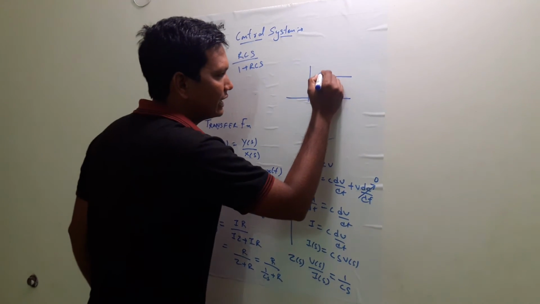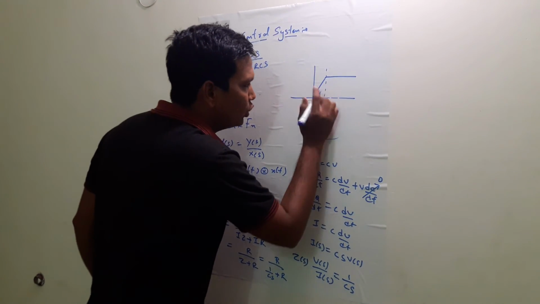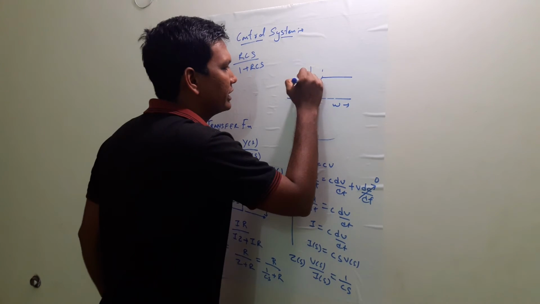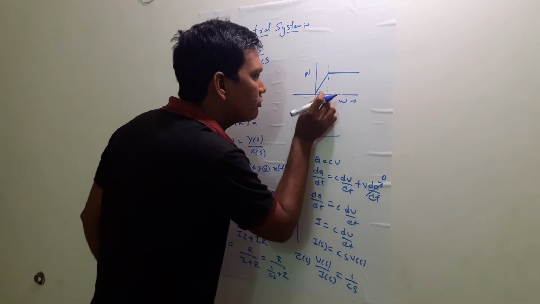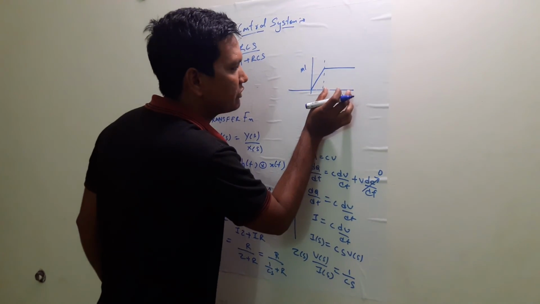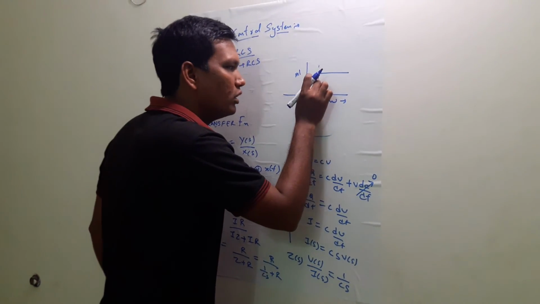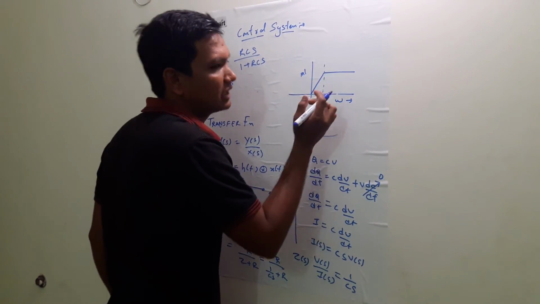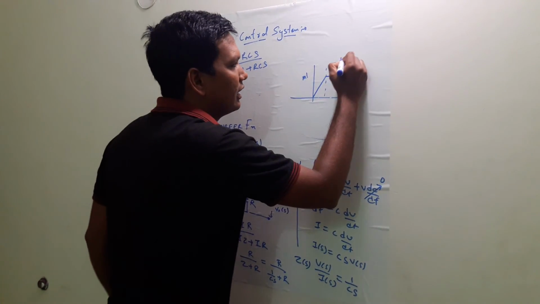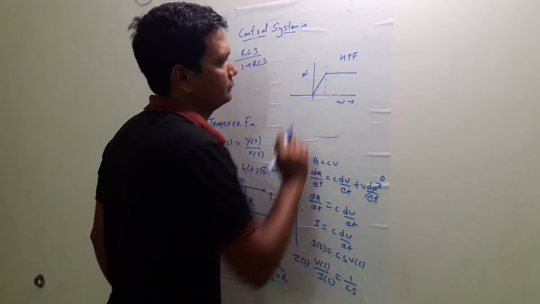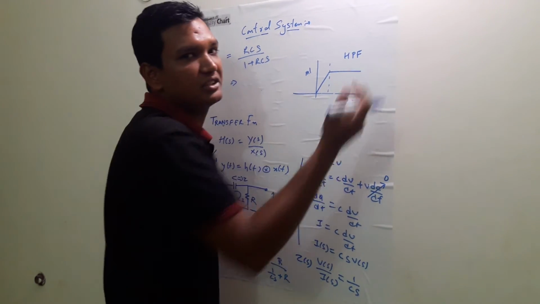If you look at this gain plot against omega, the lower frequency is getting attenuated, and as omega increases, higher frequency is allowed. So the low frequency is not allowed. So what is it? It is a high pass filter, because it is allowing the higher frequency to pass.